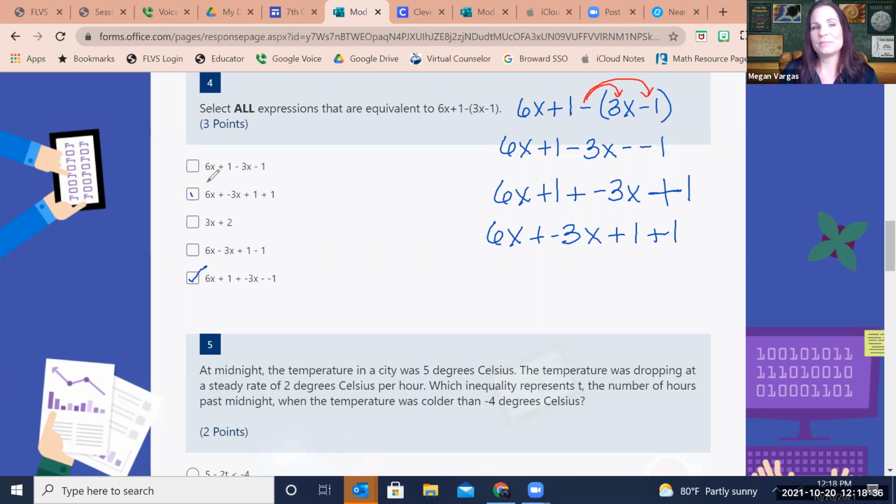I've got this one. Now there's one more thing to do, and that is combine like terms. So if you're still here with me, thank you for staying. I want you to type in the chat box, what would this be when I combine like terms? When I do 6x plus -3x, and when I do 1 plus 1. Type it in the chat box.